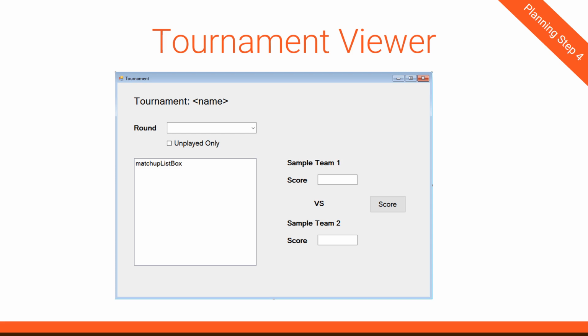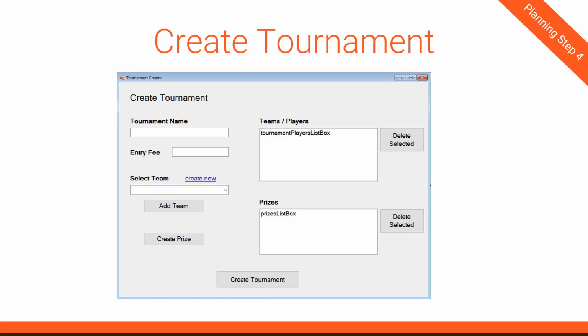Now again, it doesn't matter which order you do this in, but in my thought process, if I have a tournament viewer form, I'll probably need a tournament creator form. So here's my create tournament form. It starts off with asking for the tournament name, and then an entry fee box. That box will allow us to, if we want to, specify how much each team needs to pay to enter the tournament. And then it gets a little more complicated.